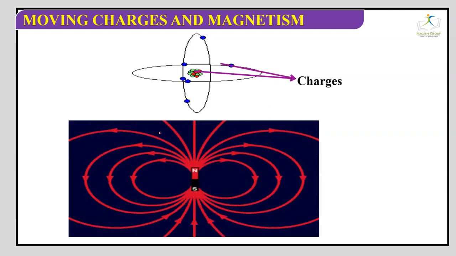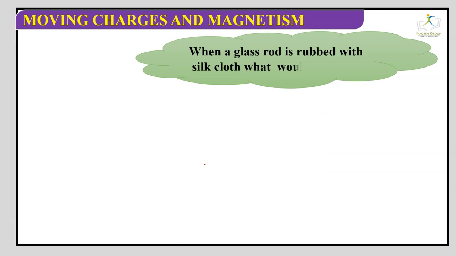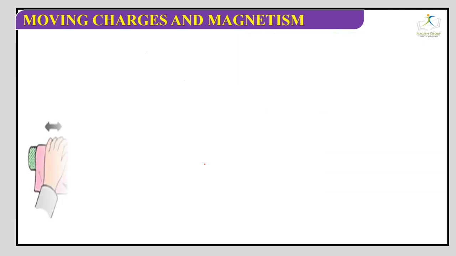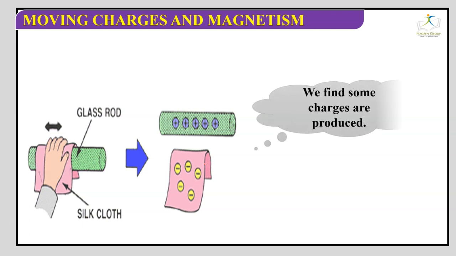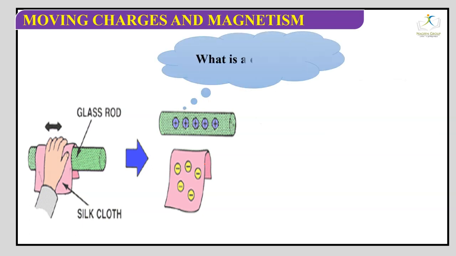If I'm talking about how magnetic field lines are created, this is because of a magnet, which is called a bar magnet. When a glass rod is rubbed with a silk cloth, what would happen? As you can see over there, charges are transferred. So we find some charges are produced because of a transfer of charges. So what is charge?